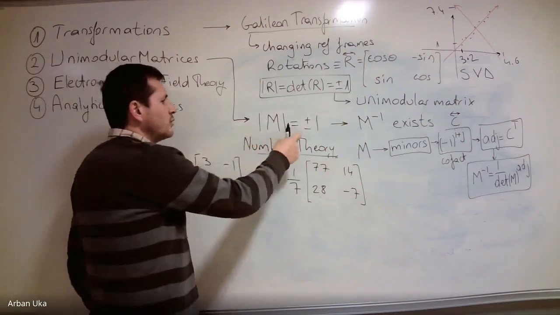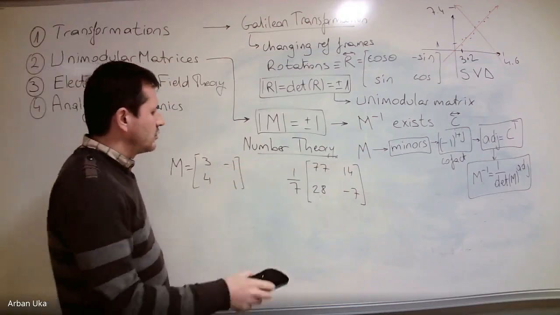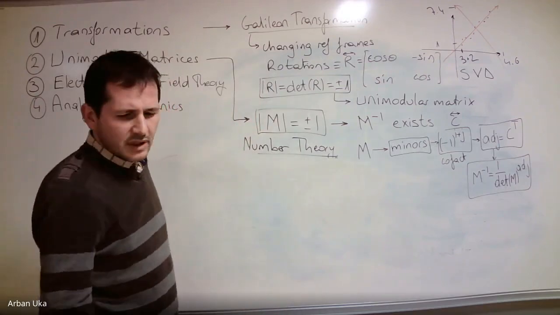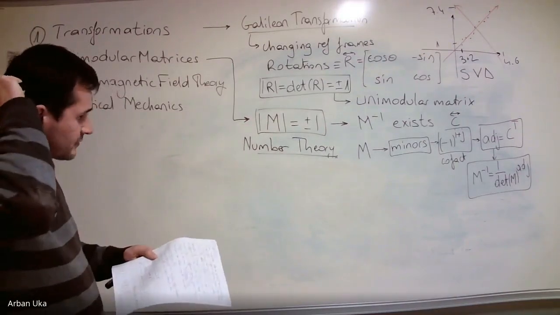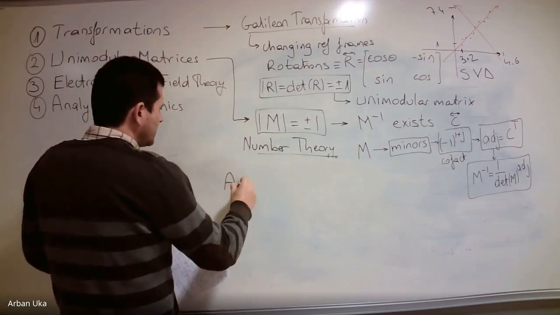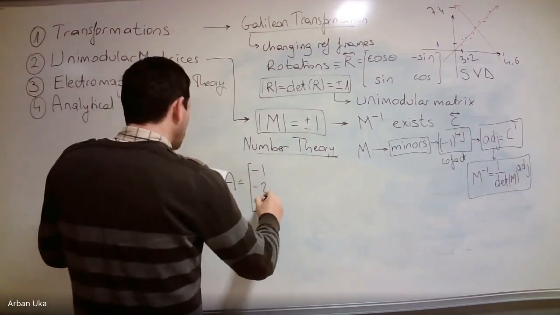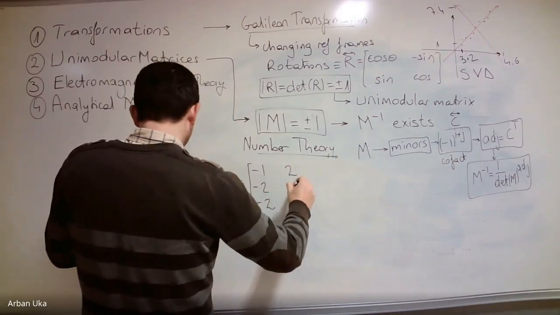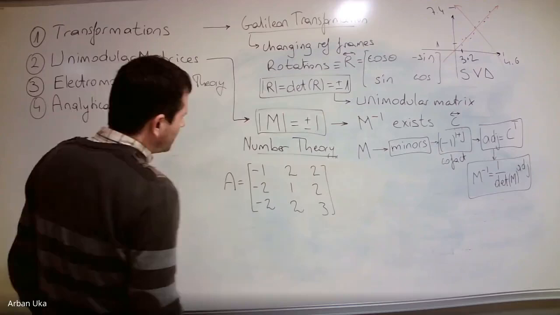But things could get much better if we are dealing with unimodular matrices, which look like this. I try to put forward an argument for why unimodular matrices can be useful in number theory or in areas of computer science. Here I can write down a unimodular matrix, and it looks something like this: minus 1, minus 2, minus 2, 2, 1, 2, 2, 2, 3.